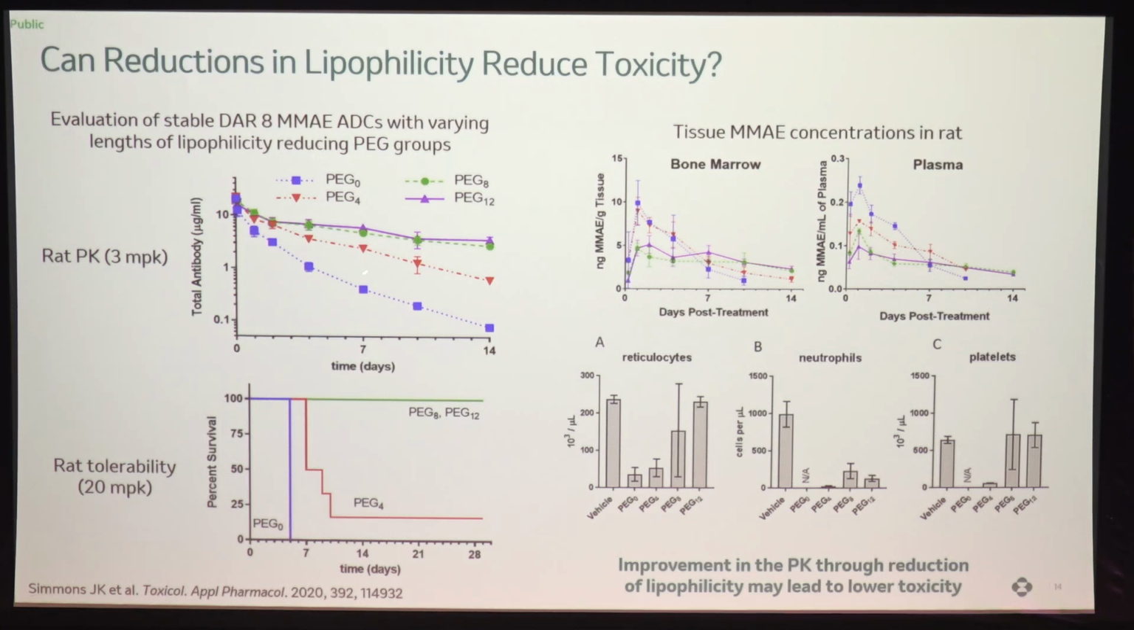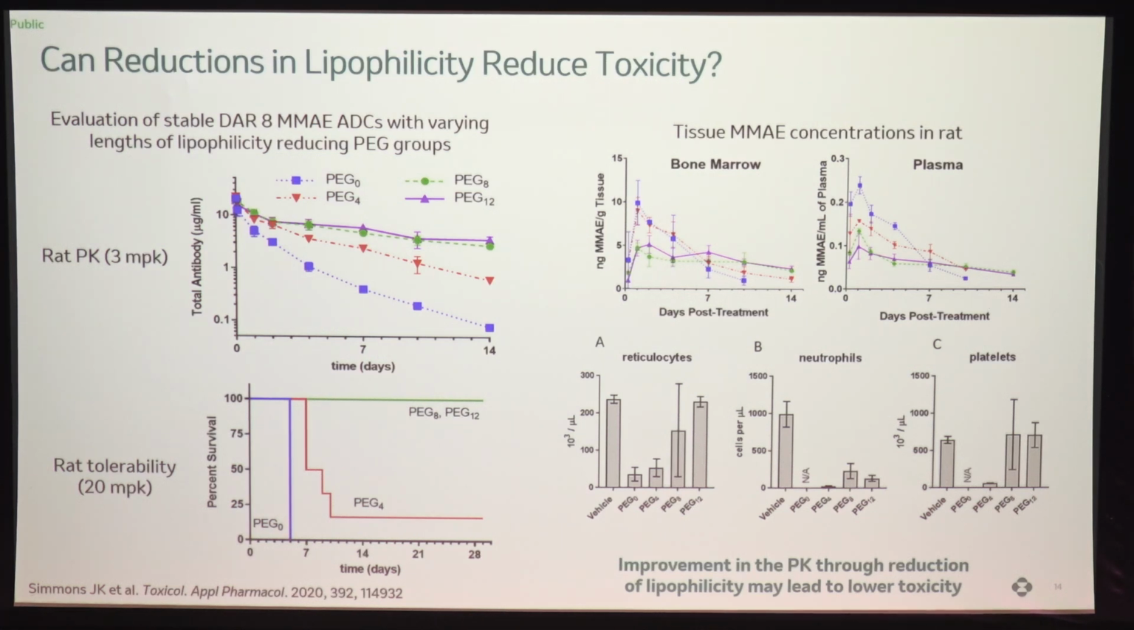And so from the PK perspective here, when you look at PEG 0, 4, 8, and 12, at a 3 mpk rat PK dose, you can see a significant improvement as you increase the number of PEGs, i.e. reducing that lipophilicity is resulting in a much better PK profile, whereas at this PEG 8 and PEG 12, now you're actually starting to look like that parent mAb PK profile.